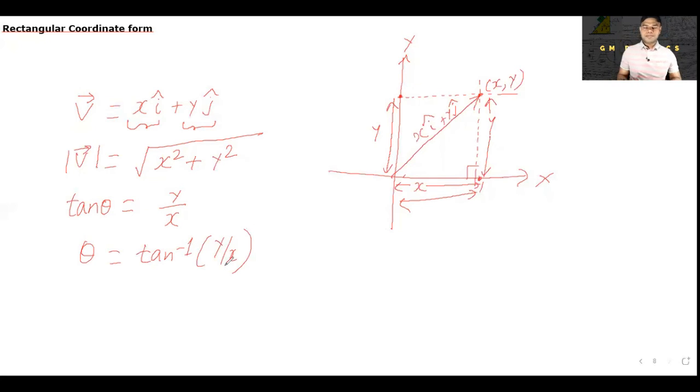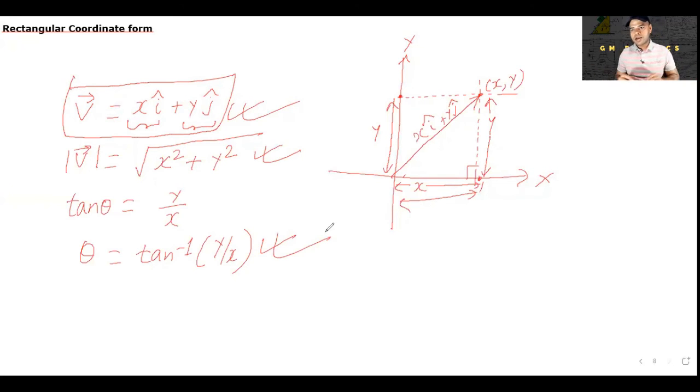So from this representation, that is rectangular coordinate form representation, we are able to calculate the magnitude as well as the direction. This is what we are required to calculate from any representation. So again, this is a complete representation of a vector, right?